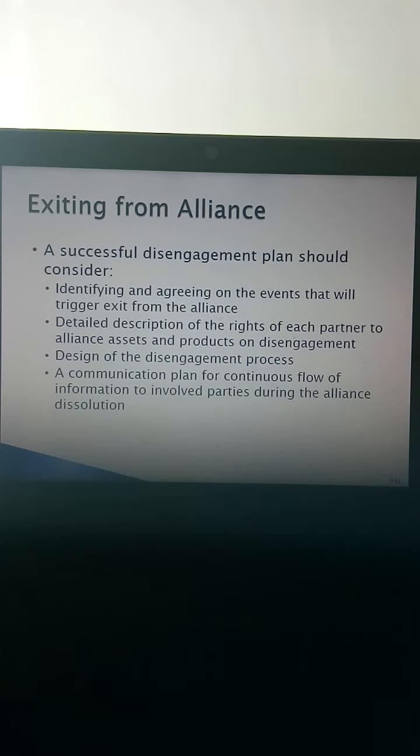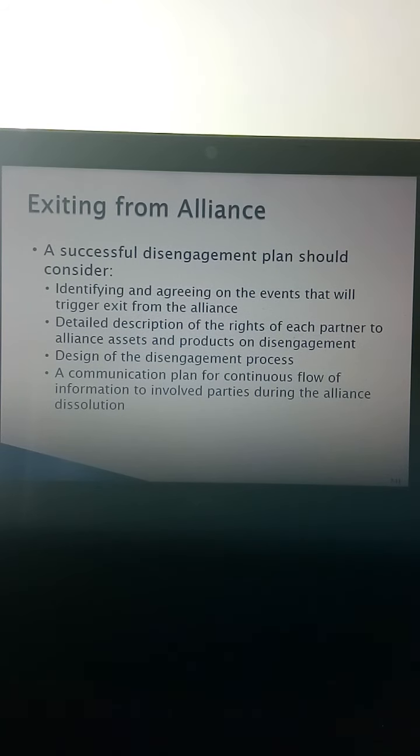So a successful disengagement plan should consider identifying and agreeing on the events that will trigger exit from the alliance. Because we don't want all the partners to have a bad image through exiting from the alliance. And a detailed description of the rights of each partner to alliance assets and products on disengagement. Okay.